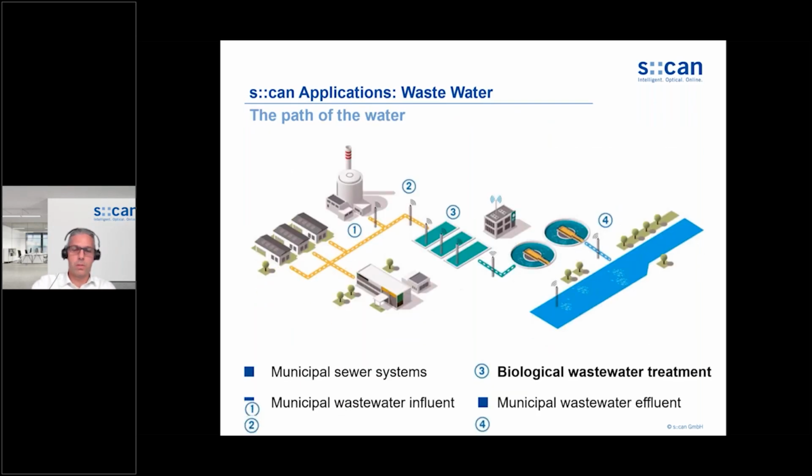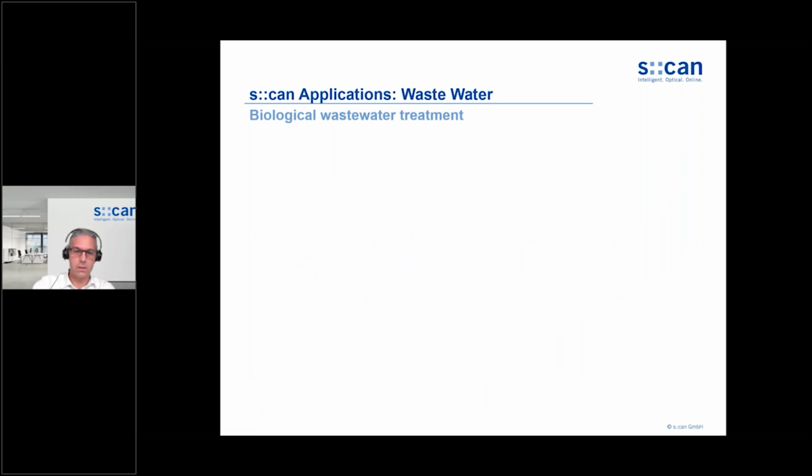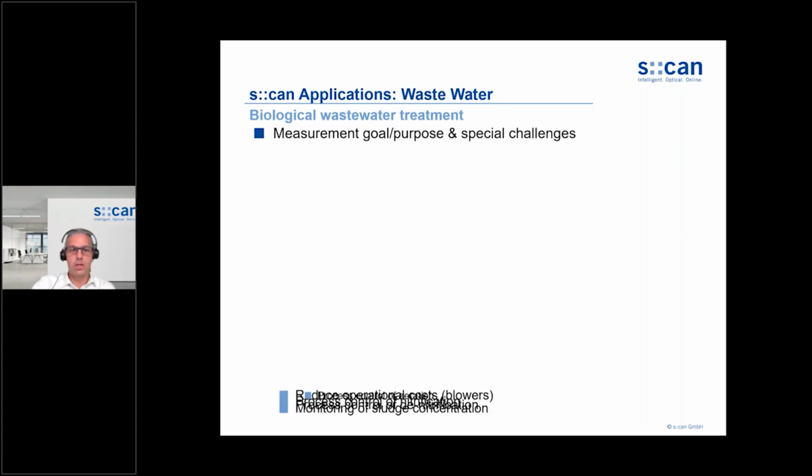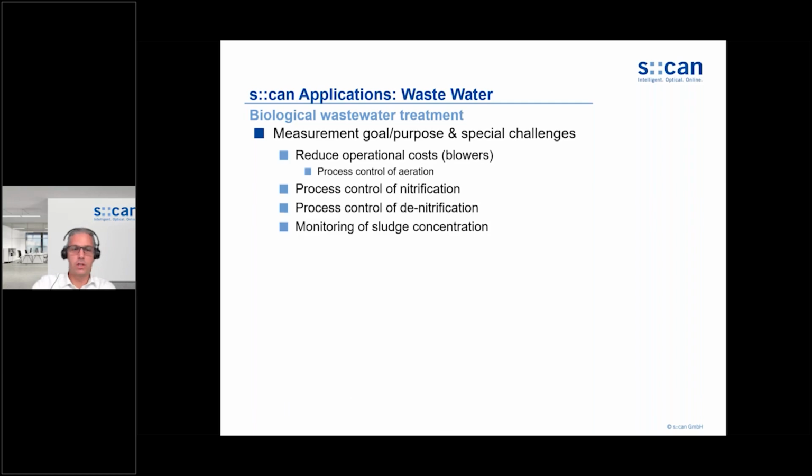So the next application we take a more detailed look at is the biological wastewater treatment plant, the point 3 in this sketch. What is the measurement goal and purpose in this application? The most important goal in this application is to reduce the operational costs. The blowers producing the air are by far the most important cost factor because they consume a lot of energy. Therefore, the process control of the aeration is very important.